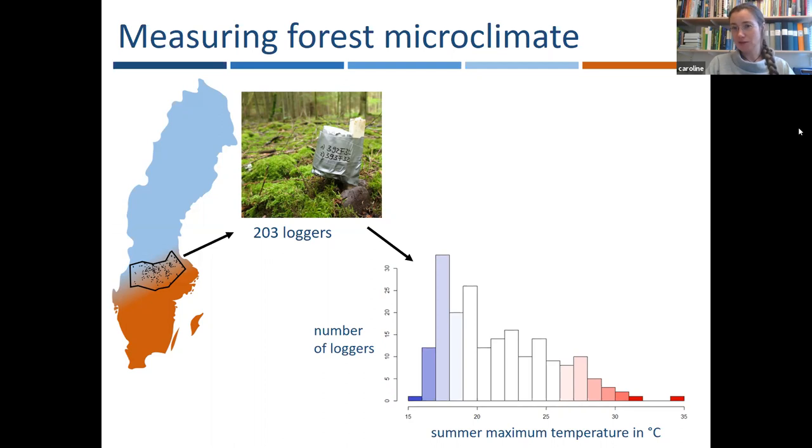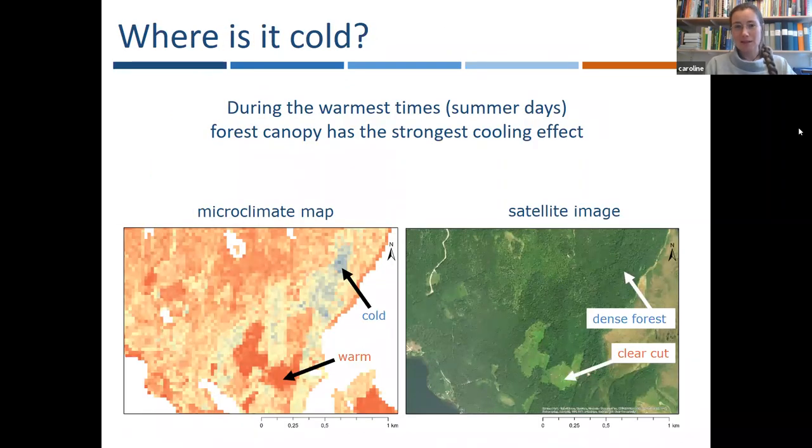So I wanted to find out where these cold places are. And we found out that during the warmest times, for example, summer days, the forest canopy has the strongest cooling effect. So I made microclimate maps from my logger data and with maps of vegetation and terrain that were really high resolved. And in the lower left corner, you see one small part of a microclimate map in the summer, and you see red patches and blue patches, which are warm and cold microclimates. And comparing that to a satellite image, you see the red patch as a clear cut and the cold patch as a rather dense forest. So at least when it comes to warm summer temperatures, forest density makes the strongest difference. So they have the strongest cooling effect.